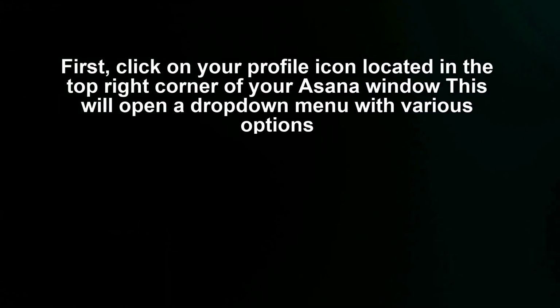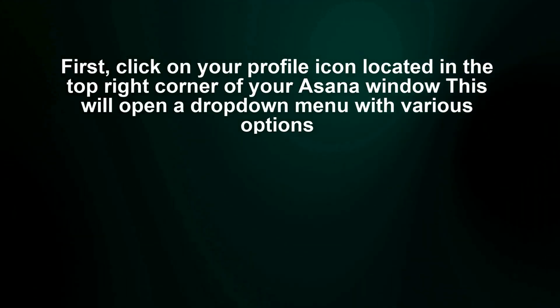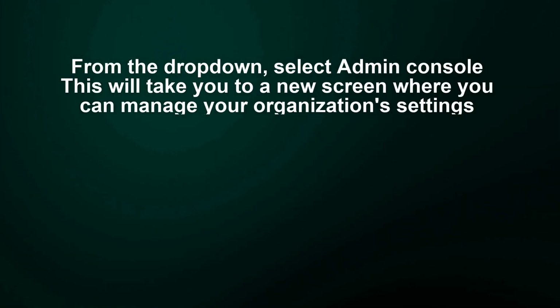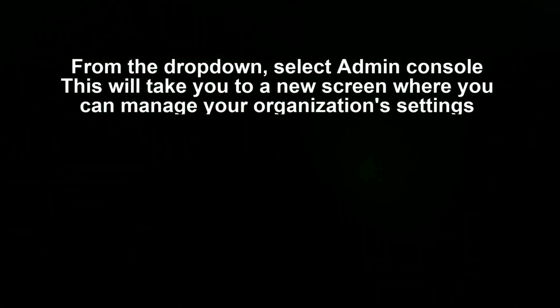First, click on your profile icon located in the top right corner of your Asana window. This will open a drop-down menu with various options. From the drop-down, select Admin Console. This will take you to a new screen where you can manage your organization settings.